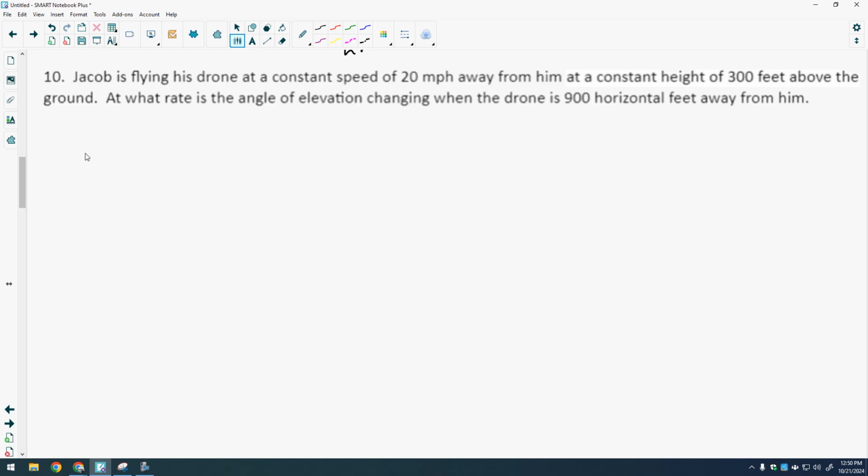Question 10, Jacob is flying his drone at a constant speed of 20 miles per hour away from him. So here is Jacob. He's flying his drone at 20 miles per hour away from him at a constant height of 300 feet. So his drone, I won't even try to draw a drone, is sitting up here going this direction, 300 feet. So this distance is 300. And I'm going to call this x. So dx/dt, it's going away from him, so the distance is increasing as time is increasing at 200 miles per hour.